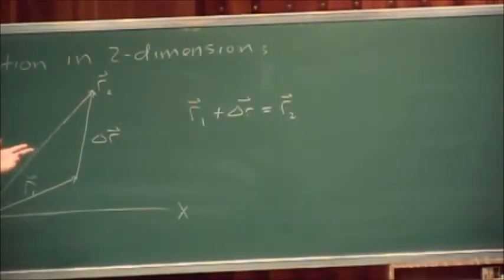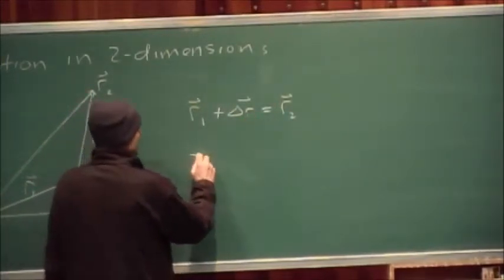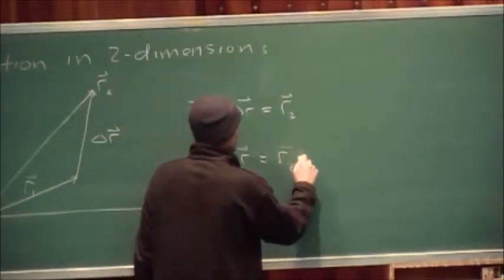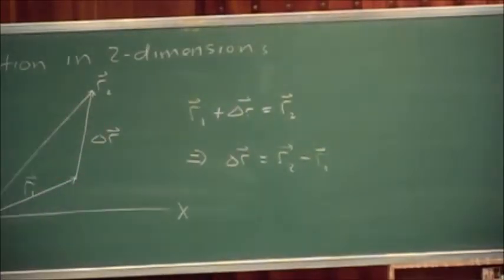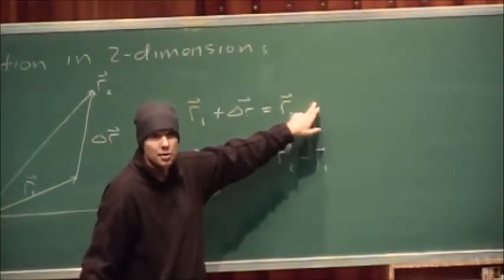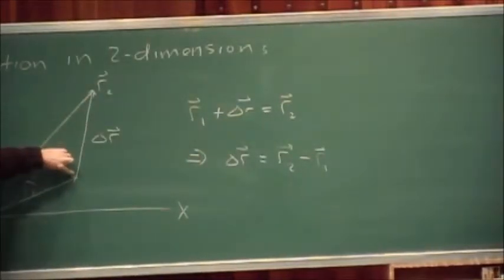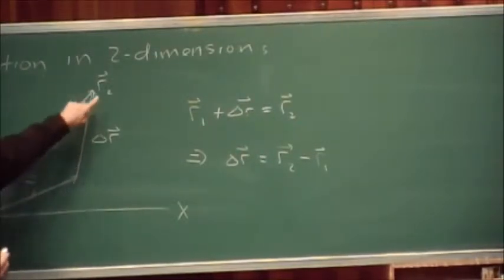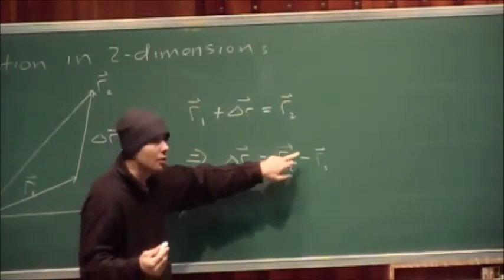Well, now we're just going to use algebra here, and we can see that this implies that delta R is R2 minus R1. All I did is bring this R1 to the other side. And so now I can see that delta R, or this displacement vector associated with the change in the position of this piece of chalk from position 1 to position 2, is simply going to be given by R2 minus R1.